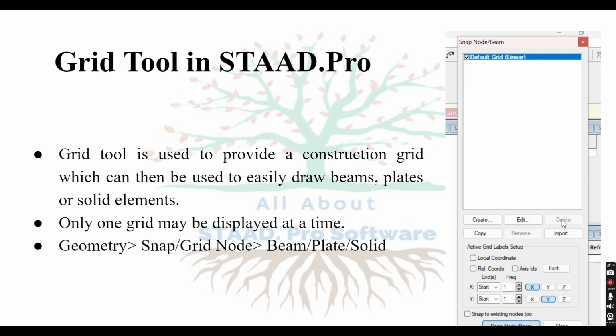This is the Delete option. It deletes a specified grid definition. The Copy option is used to create a duplicate of the selected grid. Type the new grid name and click OK. Rename opens the modified grid name dialog, which is used to rename the selected grid.